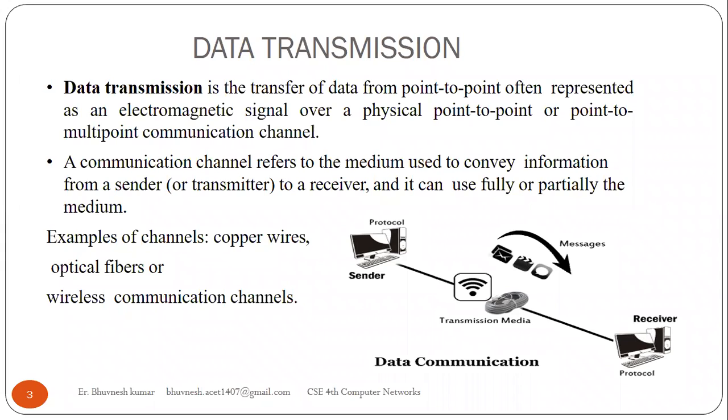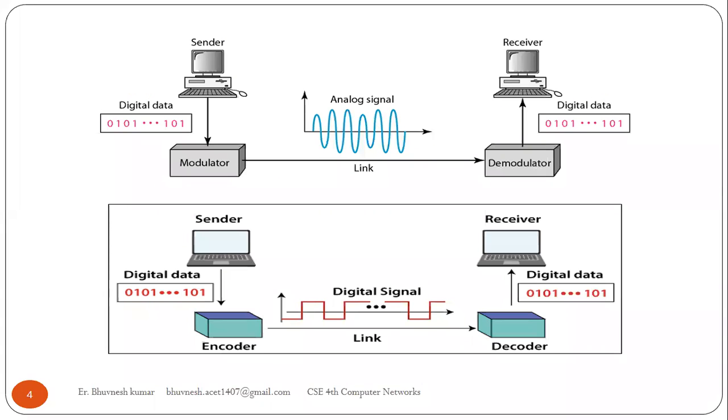These are transmission media. And the term is data transmission. Data transmission is to transfer your data from the sender side to the receiver side. And here is a diagram. Here the sender is sending data. Your computer will generate a binary signal or binary data, and that binary is your digital data.